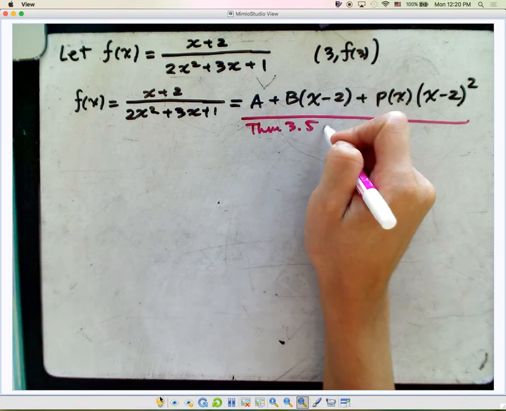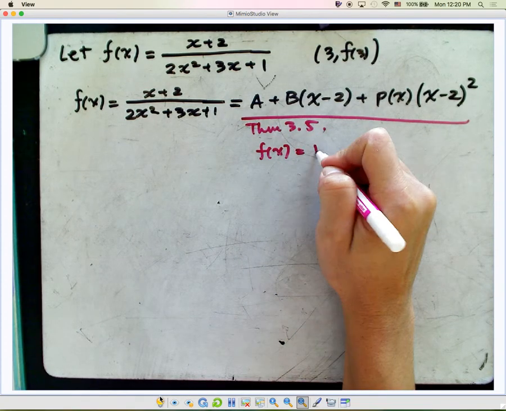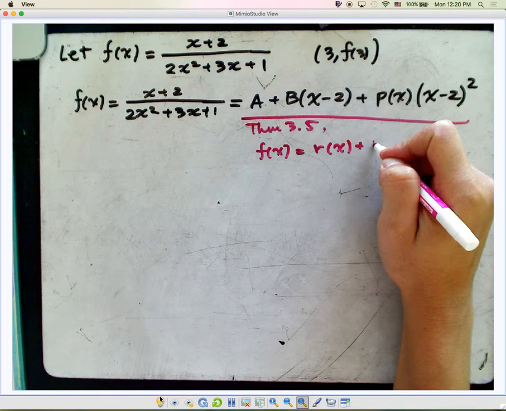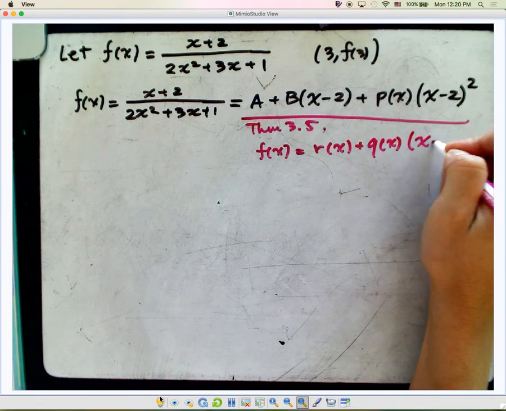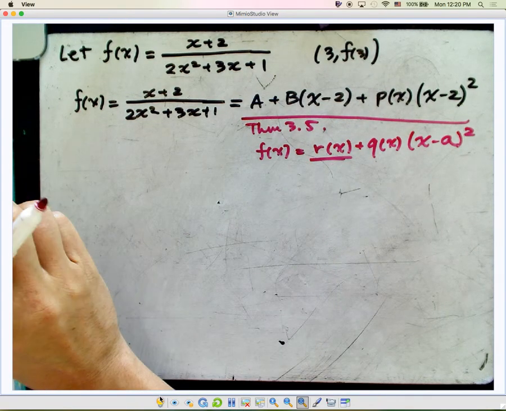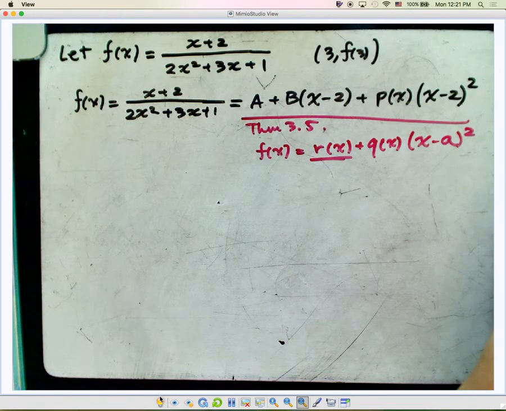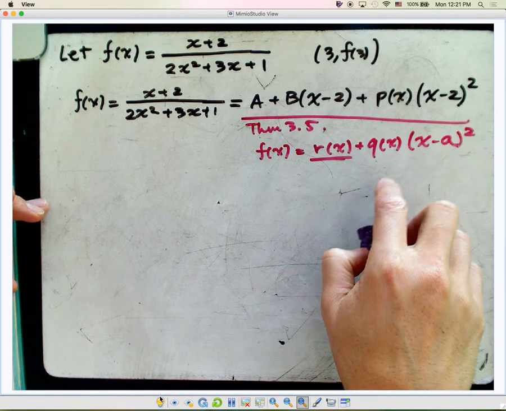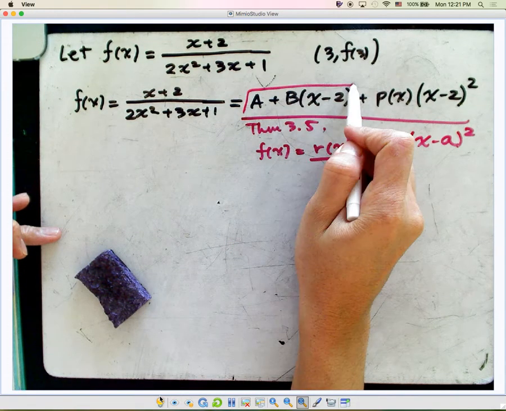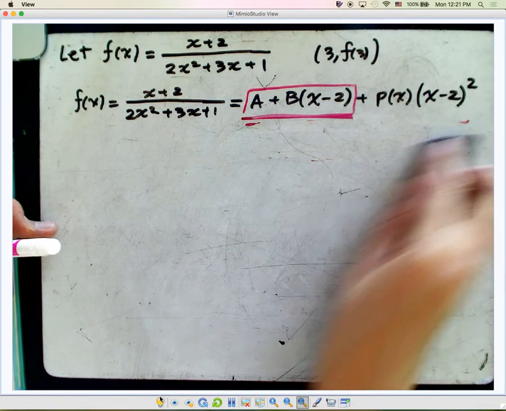which says that if you have f of x equals r of x plus whatever q of x times x minus a to the second power, that remainder part is the equation of the tangent to the function. So we're going to use that theorem, and we're going to find the a plus b times x minus 3 part, which at the end will be the equation of the tangent.